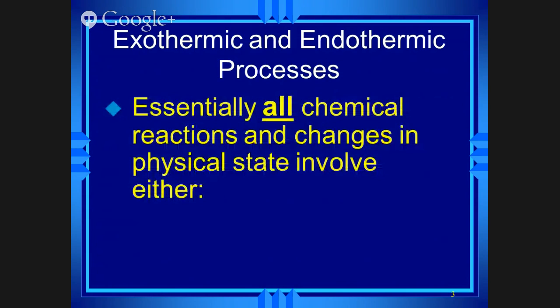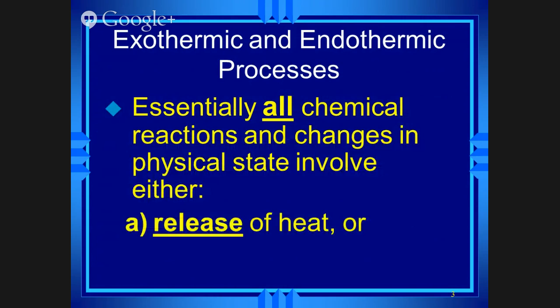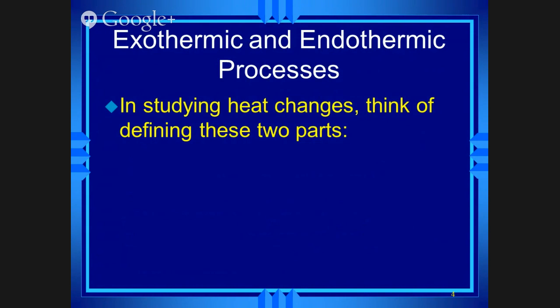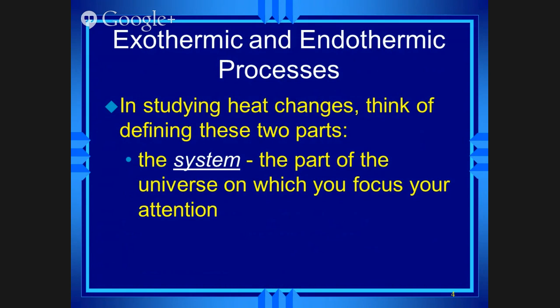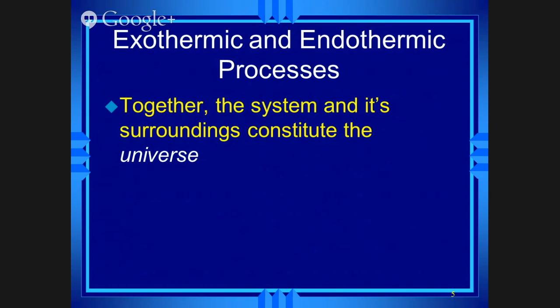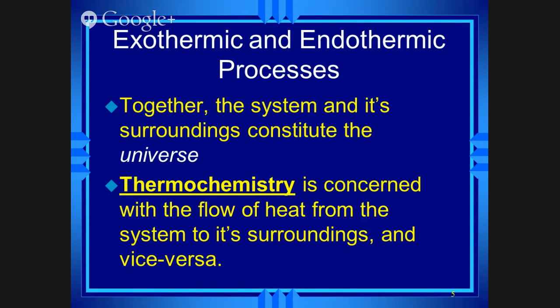Pretty much all chemical reactions and changes in physical state involve either a release of heat, exothermic, or an absorption of heat, endothermic. In studying heat changes, we need to think of two parts. The system is the part of the universe on which you focus your attention, and the surroundings include everything else. Together, the system and surroundings constitute the universe. Thermochemistry is concerned with the flow of heat from either the system to its surroundings or the surroundings into the system.